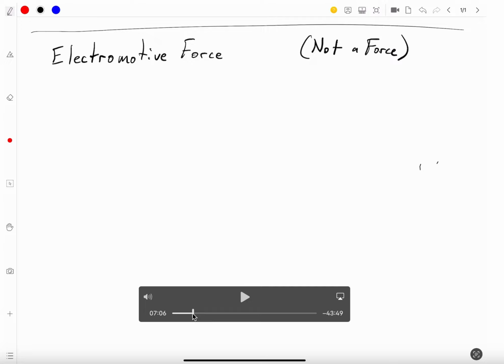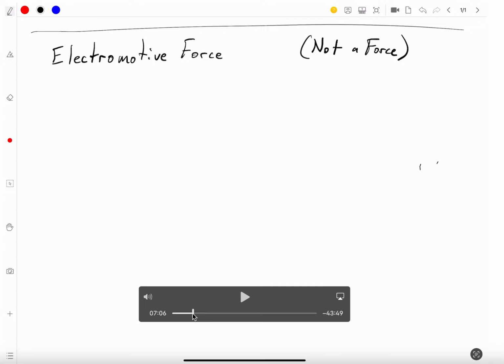Okay, so here we're going to talk about the electromotive force. What's the first thing that we're going to say about the electromotive force? Not a force. I wish it was a force.